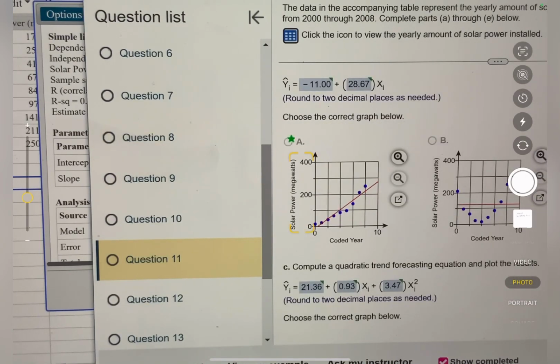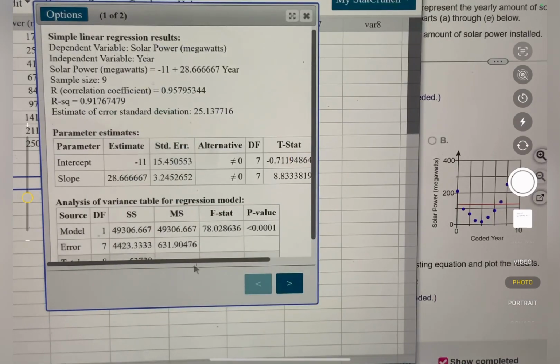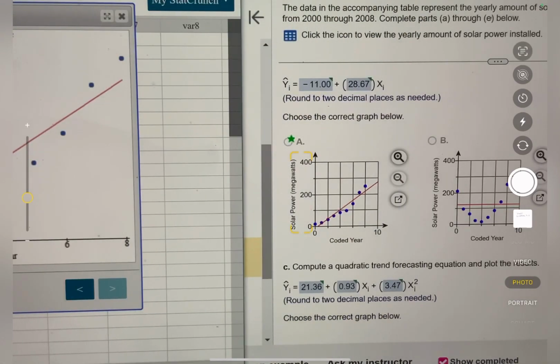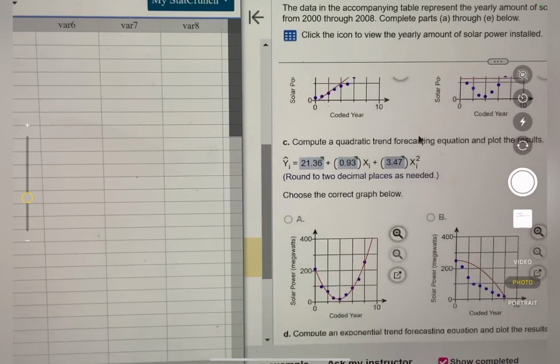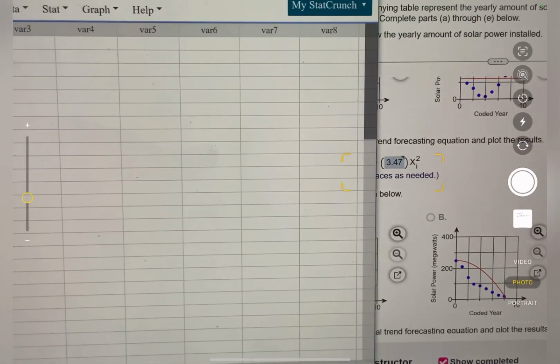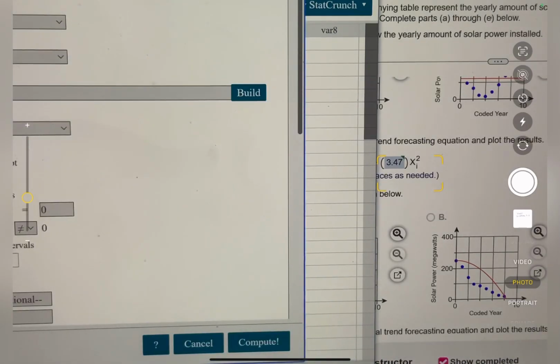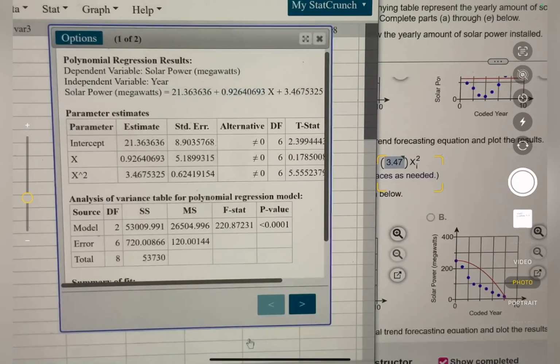And with trend, we have it here. I'm going to second page here. And there we go. 2 points above the line, everything else is down the line. All right, we got it. And then next question, quadratic trend. Quadratic trend, we're going to choose polynomial regression. All right, here, solar, compute, and we got quadratic.